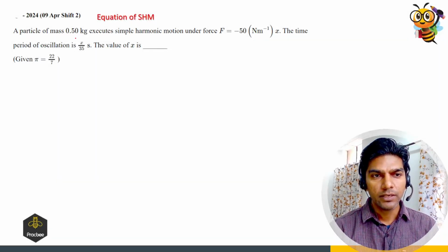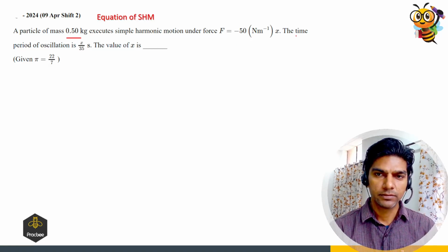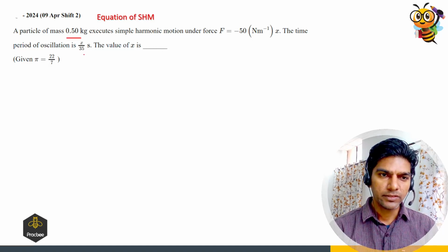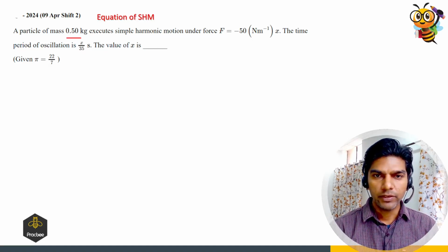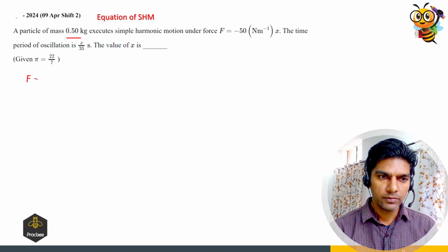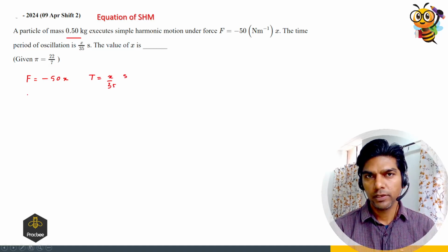A particle of mass 0.5 kilograms executes simple harmonic motion under the force F = −50x. The time period of oscillation is x/35. The value of x is? Right, so here we have the force given, so F equals −50x, and the time period is given as x/35 seconds, and we have to find the value of x.